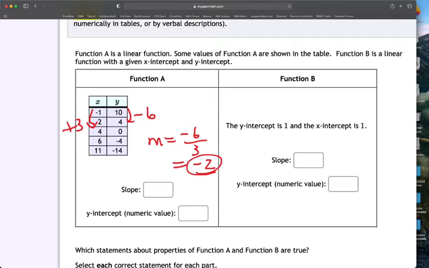Now, I'm going to go ahead over to function B and find the slope as well. So when we have a y-intercept of 1, that means technically we have an ordered pair found on that linear graph of (0, 1). And if the x-intercept is also +1, well, that would mean we would have another ordered pair that would be found on the graph of that linear function that would be at (1, 0).